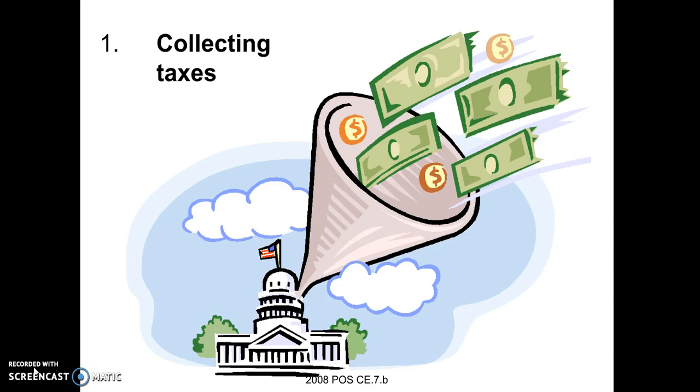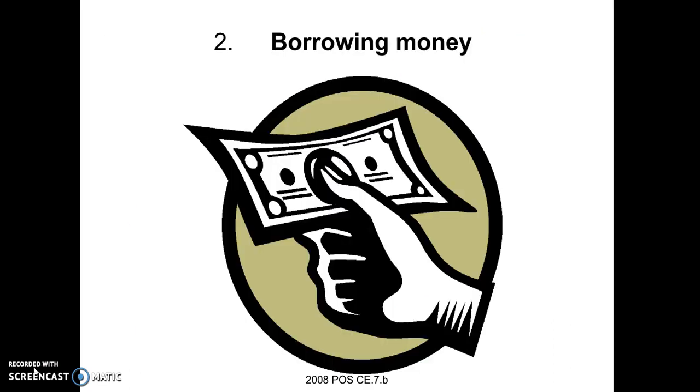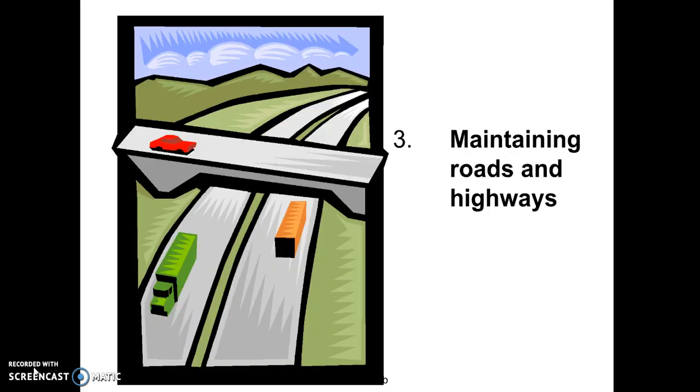When you have a job, you have to file income taxes with the national government, the federal government, and you also have to file income taxes with the state of Virginia. You have both of those. The states also have sales taxes and property taxes, but collecting taxes is a right that is concurrent. Borrowing money. The federal government can borrow money, and also states can borrow money.